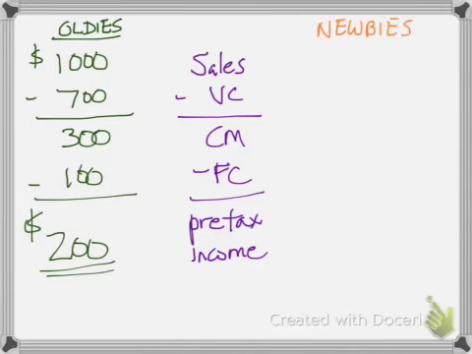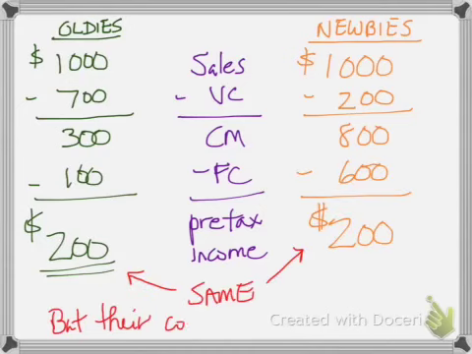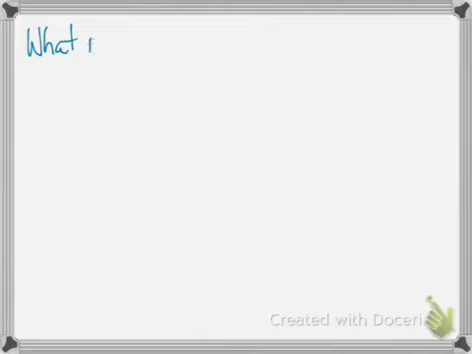Newbies, on the other hand, also has $1,000 of sales, but they don't have a lot of variable cost, maybe a supervisor or two or a couple of laborers, but $200 of variable cost, and so their contribution margin is $800. Their fixed costs, on the other hand, are very high, $600, and that gives them pre-tax income also of $200. So both start with the same amount of sales, both have the same pre-tax income, but their cost structure is different. One is very variable cost intensive, the other is very fixed cost intensive.